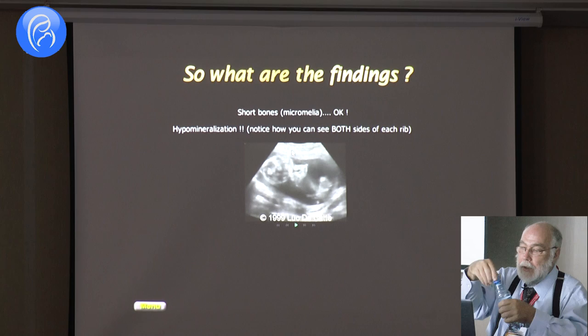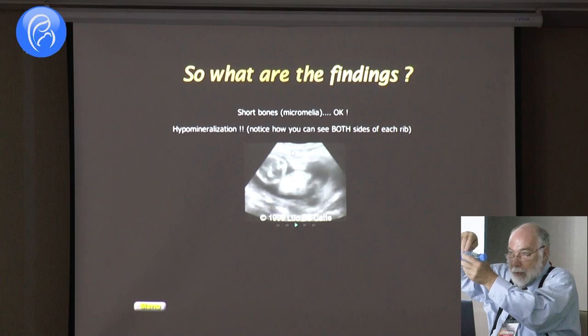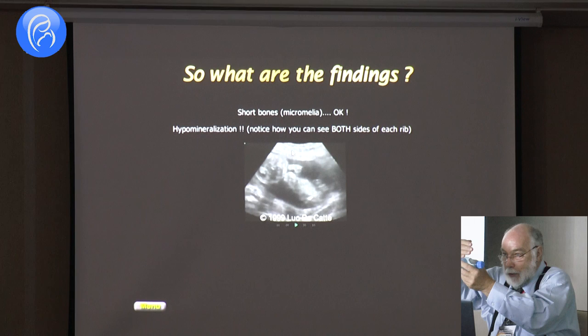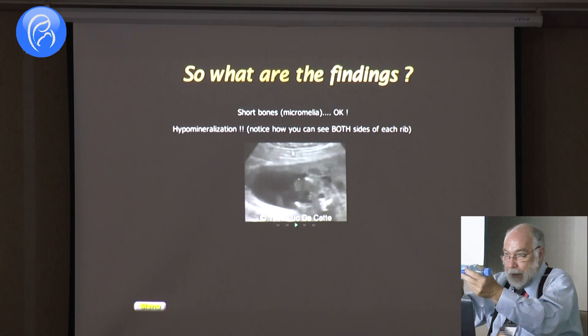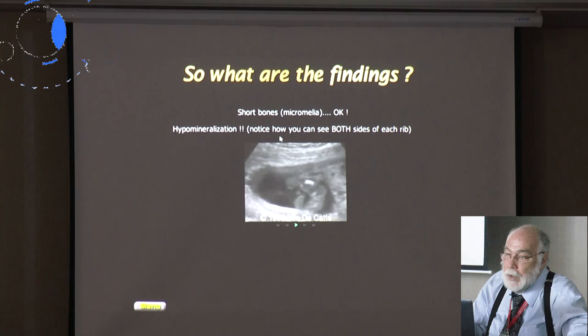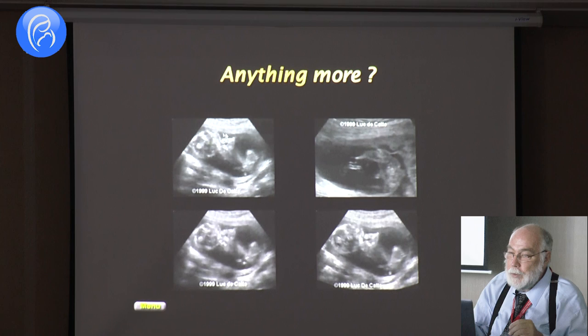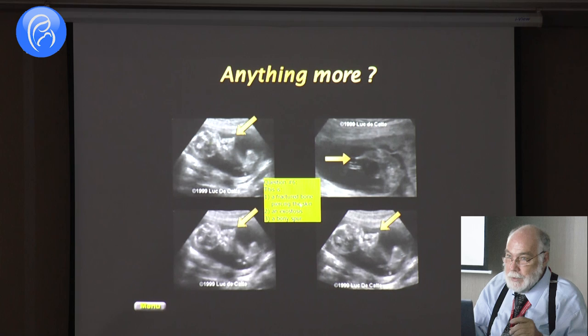So when you look at a femur with ultrasound, you're not seeing the whole femur, you're just seeing the proximal cortex. You don't see the distal cortex, because the proximal cortex absorbs all the ultrasound, and then you have shadowing behind it. So if you see the proximal cortex and the distal cortex, it means that there's not enough calcium in the bone. It's hypomineralized, and so then you can see both cortices. So this baby has short bones and hypomineralization. Now, what do we see at the elbow, and what do we see at the knee? Is this a fractured bone that goes through the skin, an exostosis, or a bony spur? Okay, so this is called a bony spur.